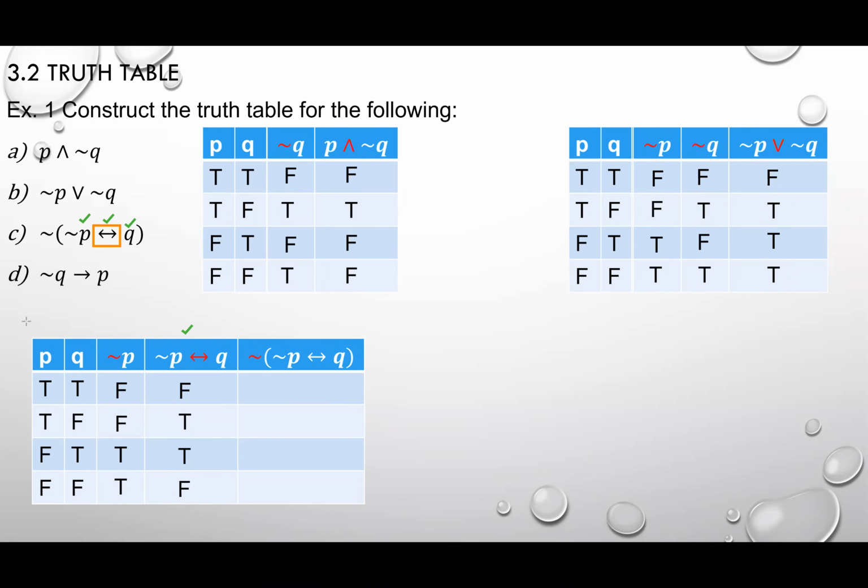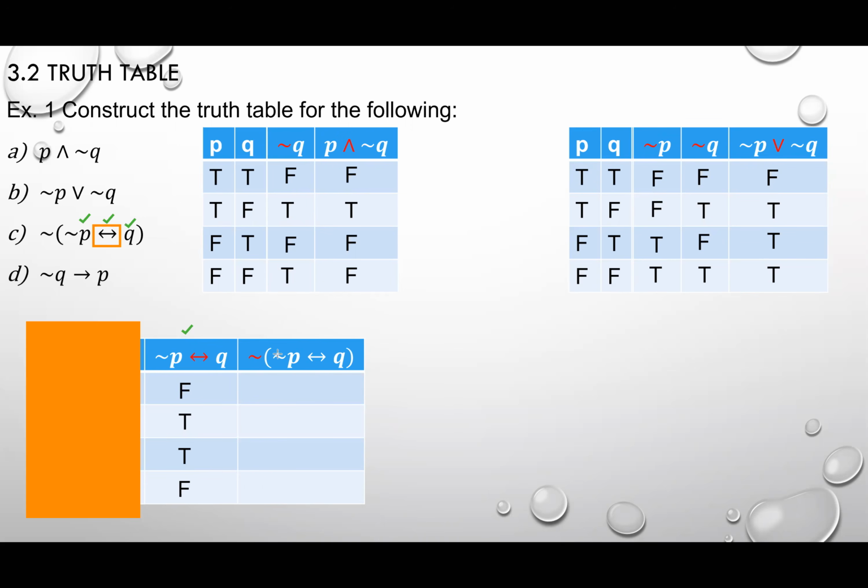Whatever is in my parenthesis, I don't look at the individual parts anymore. I look at the whole thing. And do you agree that my whole parenthesis is this column right here? Whatever is in my parenthesis, the negation of P if and only if Q, is this column right here, which is false, true, true, false. And then they turn around and say, that's good that you just found the parenthesis, but I want the opposite of that.